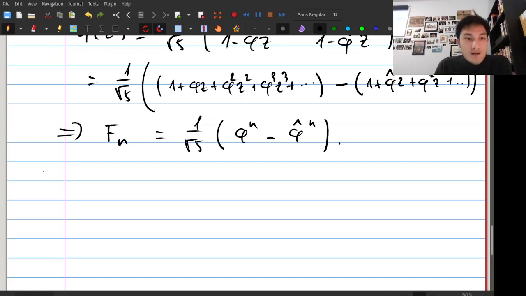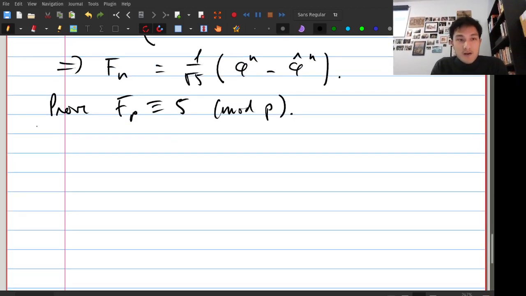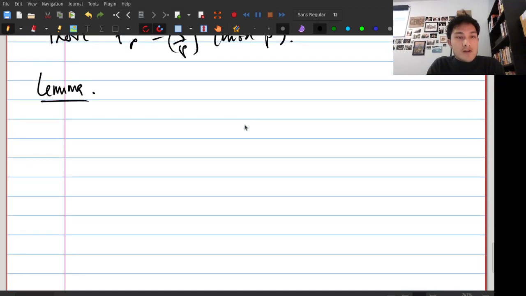Okay, so now we're ready to prove that f_p is congruent to (5 over p) mod p. First we're going to prove a little lemma, which is going to be useful for both things that we're going to prove, so it's good to prove this lemma in general.